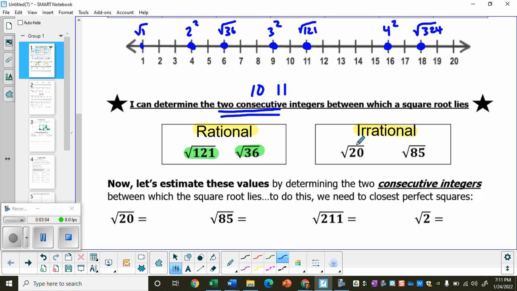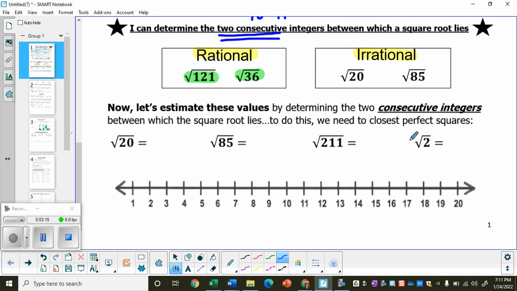Now we're just going to try to estimate the square root of 20 without needing a calculator. I don't know the square root of 20 and I don't know the square root of 85. That's what made them irrational at the beginning of the school year. And now I'm going to teach you guys how to actually estimate what that number is without needing a calculator. Now to do that, we just need to know the closest perfect squares around the number.